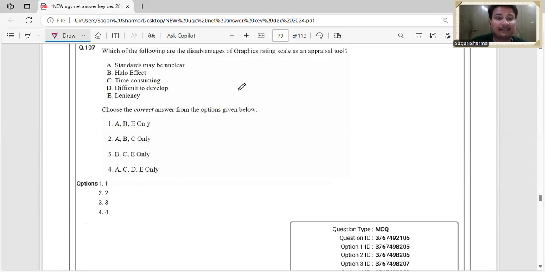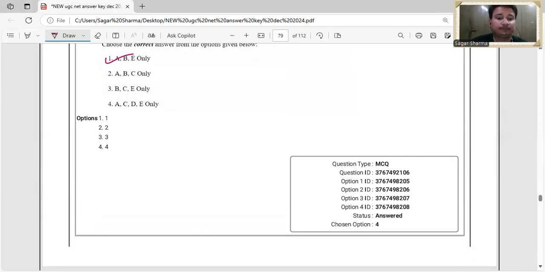Which of the following are the disadvantages of graphic rating scale as an appraisal tool? There are various methods of performance appraisal. One of them is graphic rating scale. You have to find out the disadvantages. So standards may be unclear. Yes. And there is a halo effect also. And there is a leniency also. It is not time consuming. It is not difficult to develop, but the standards may be unclear, and there can also be halo effect, and there is leniency also. So ABE is your correct answer as a disadvantage of graphic rating scale.